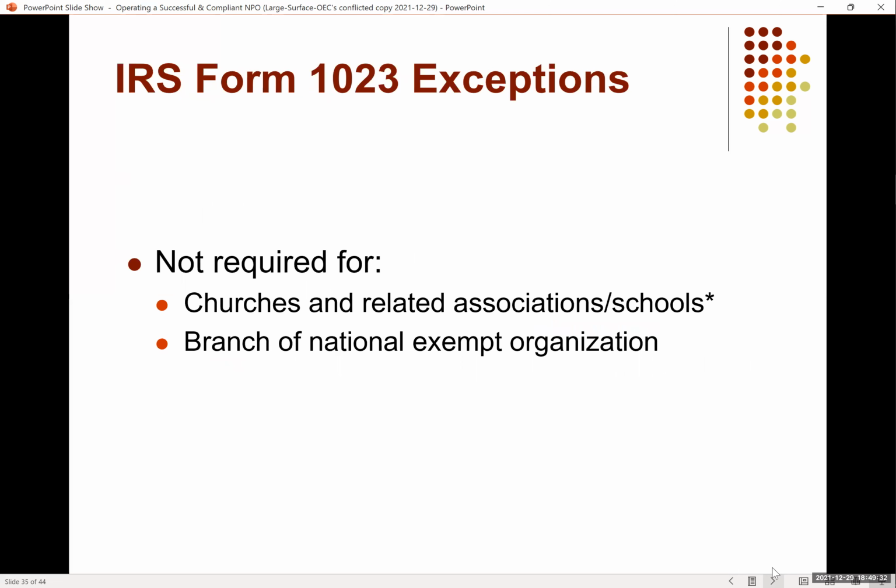Again, it's not required for churches. And if you're part of another organization and you're one of their chapters, like if you're a Red Cross chapter, you don't have to file for your own 501(c)(3).